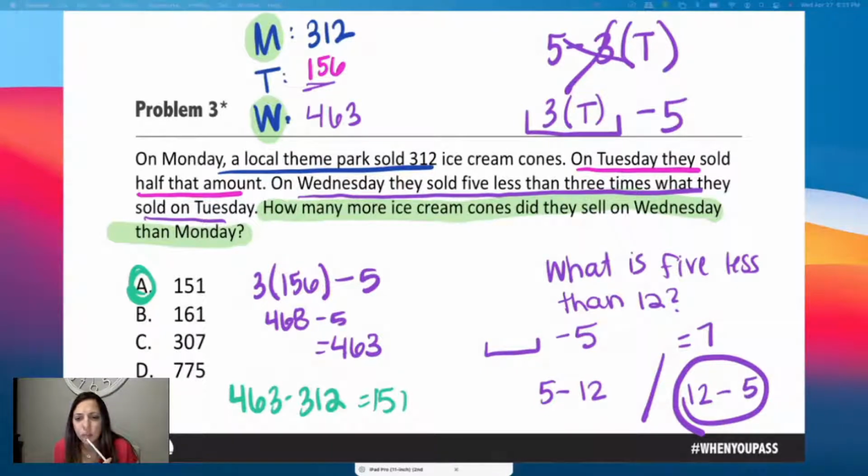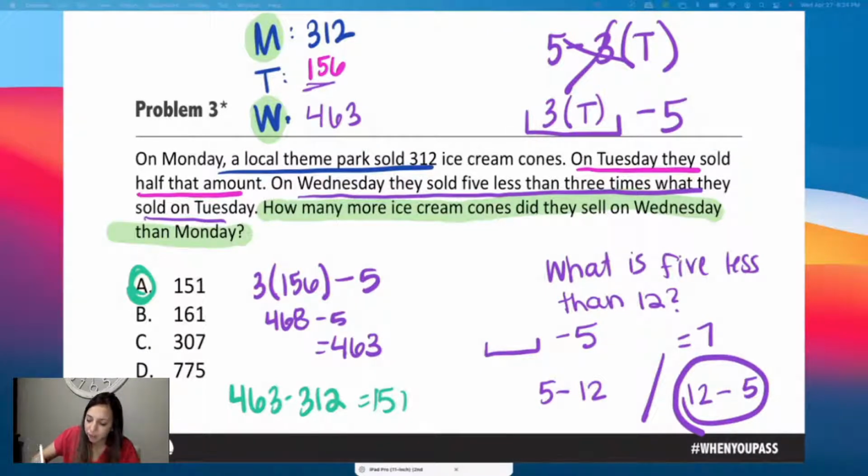You got 53.6, but you set up an equation 3x minus 5 equals 156. You're not going to set it equal to 156, because Wednesday they sold 5 less than 3 times what they sold on Tuesday. So you're doing 3 times Tuesday and then subtracting 5. It wasn't Tuesday equals 5 less than 3 times. Does that make sense? So it's 5 less than 3 times Tuesday is what you would do. That's why it's not a decimal.